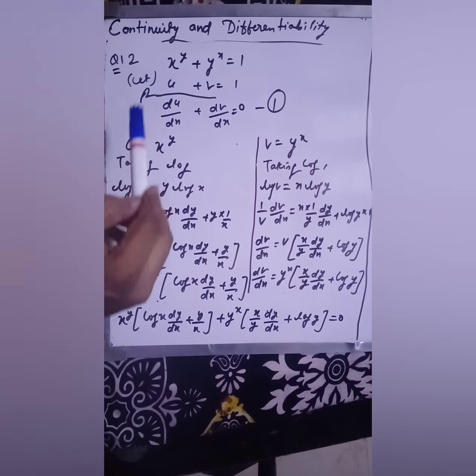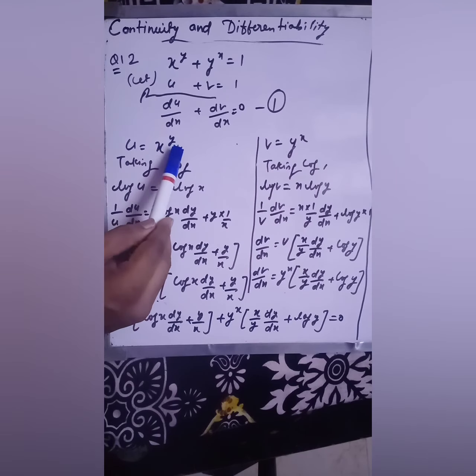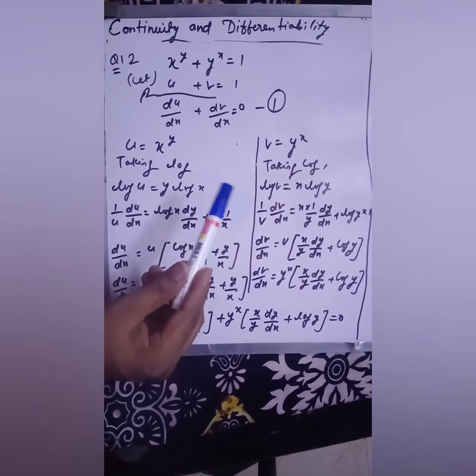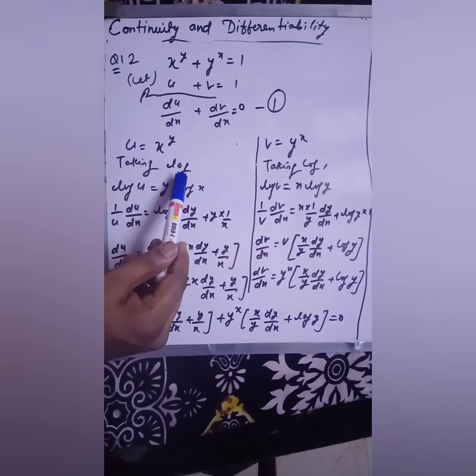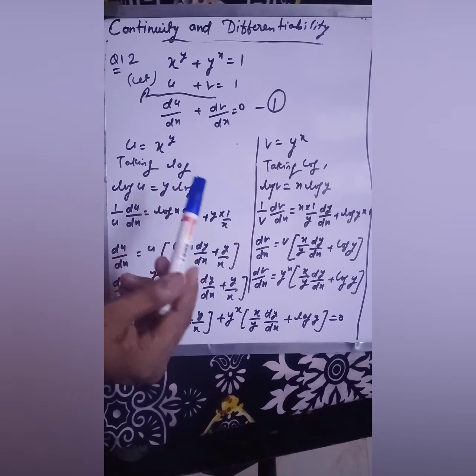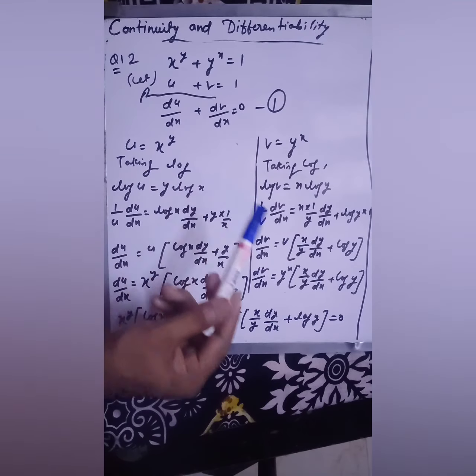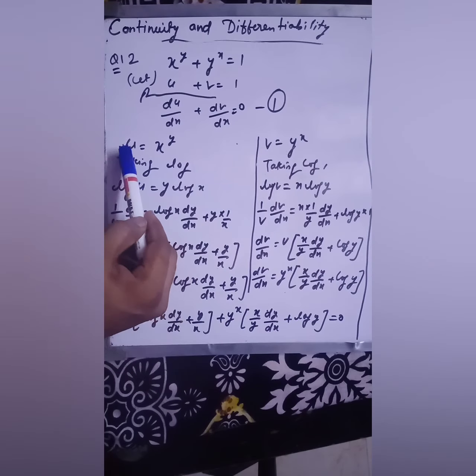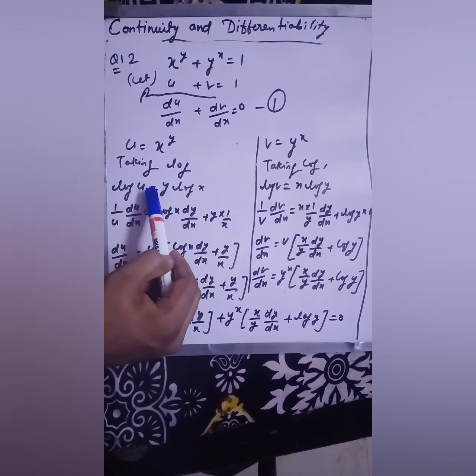Okay, so this is your u is equals to x raised to power y. So what we are doing, we are taking log both side. I'm using this kind of shortcut, but in exam you have to write "taking log both side, we get", all these things you have to write properly. So this is log u is equals to y log x.